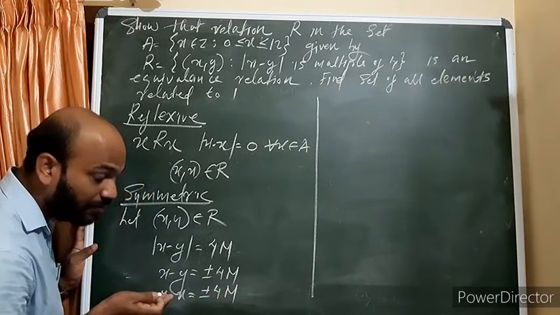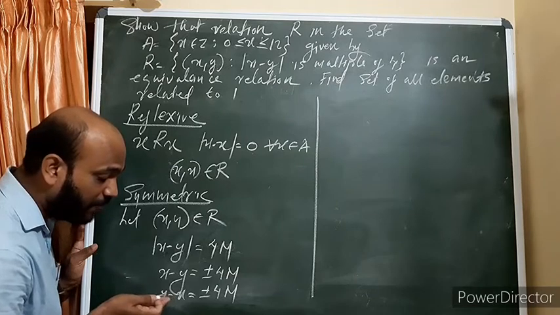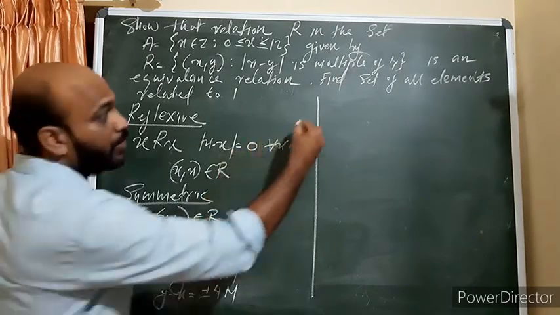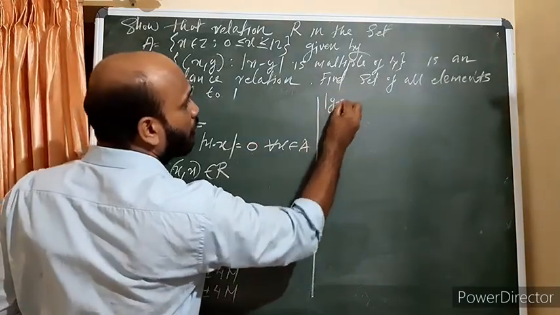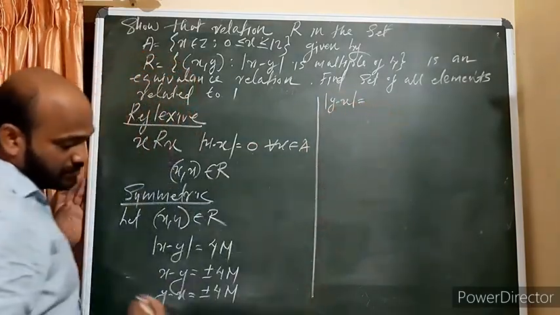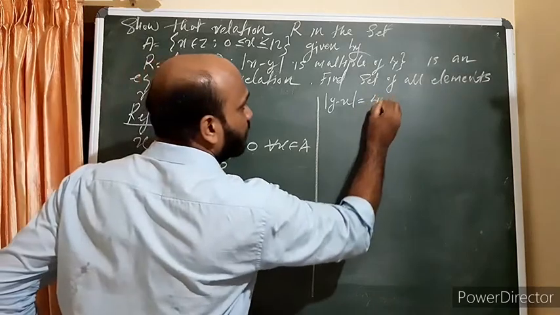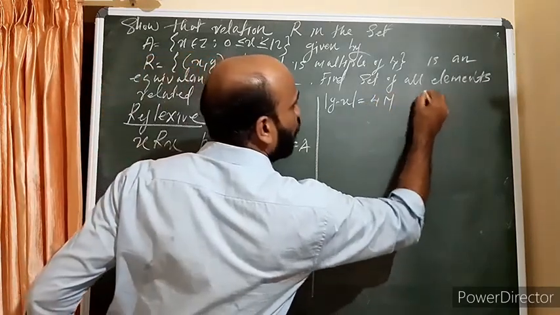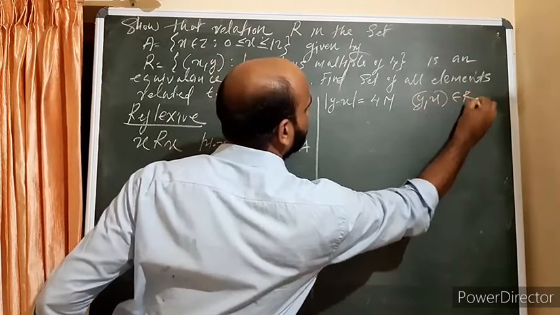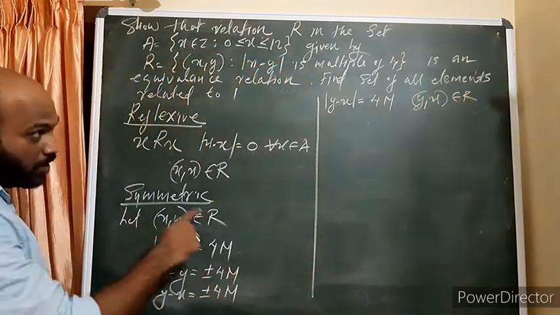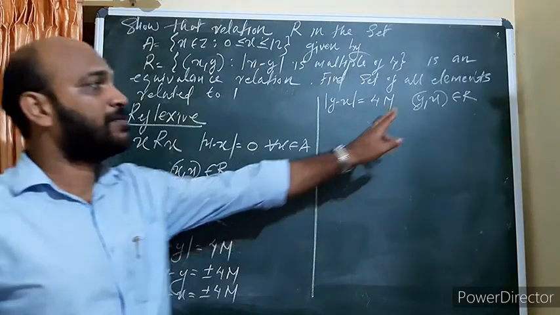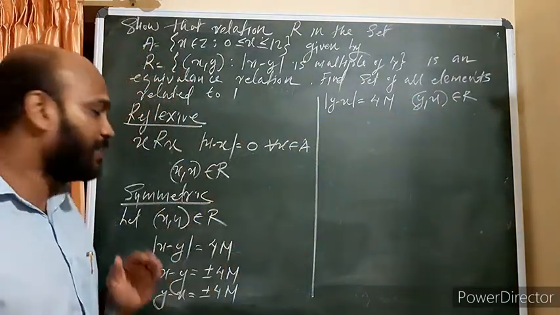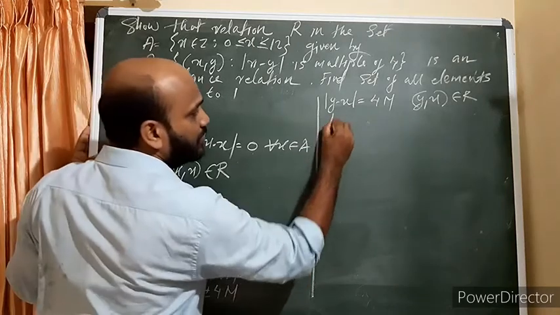Now we can use the definition of modulus once again. y minus x equal to plus or minus 4m means modulus of y minus x will be equal to 4m. That means y is related to x. (y, x) belongs to R. So (x, y) belongs to R implies (y, x) belongs to R. So clearly relation is symmetric. Now transitive.